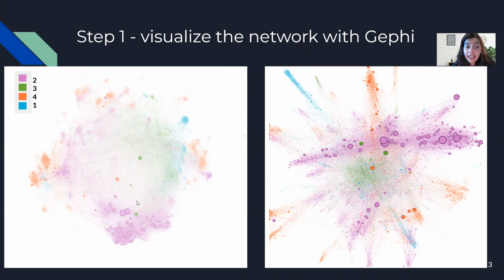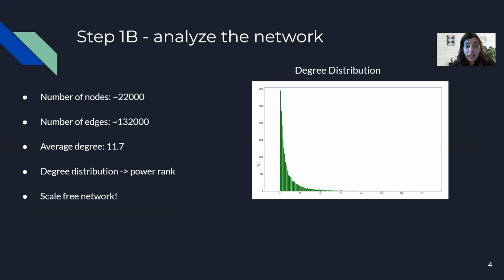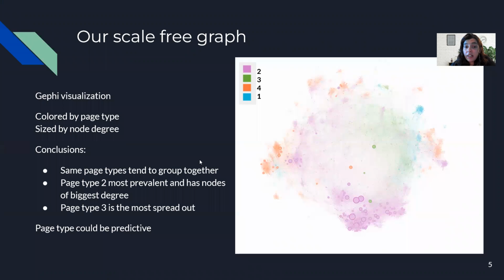So we first visualized the network and we colored the nodes by page rank. And we also decided to make the size of the node the degree of the node. So we can see that there are many nodes that belong to the page type 2, which means that page type 2 is probably very important and contains nodes of high degree. Then we realized by looking at the degree distribution that this network is scale free and that it has a power law degree distribution. We then continued to further explore what the page types mean.